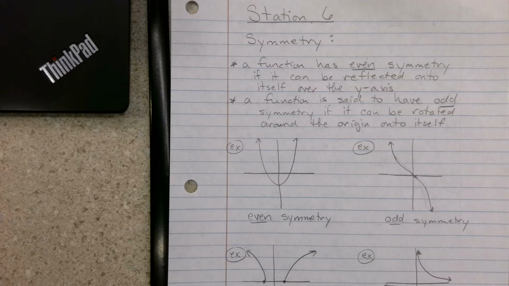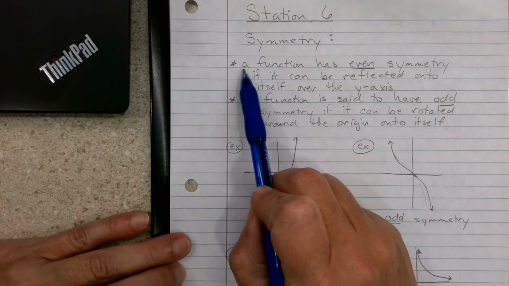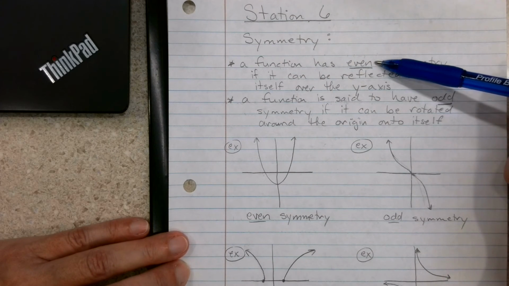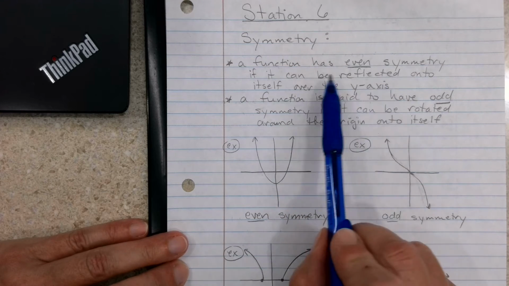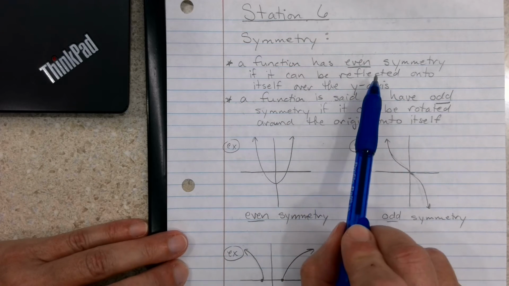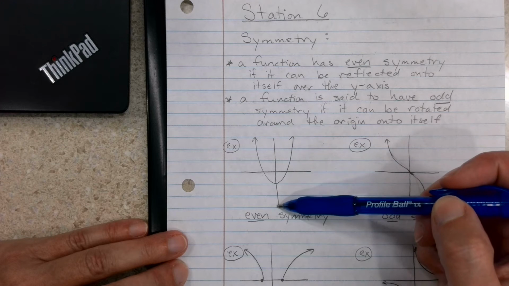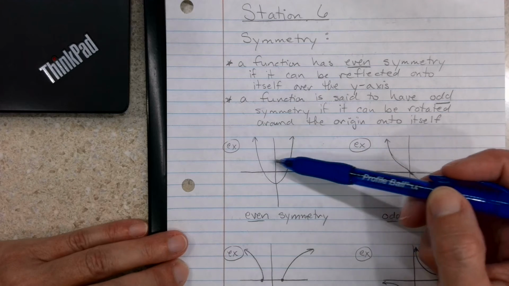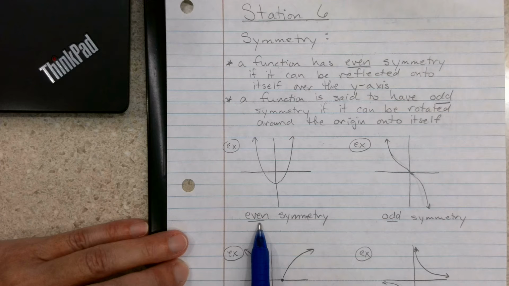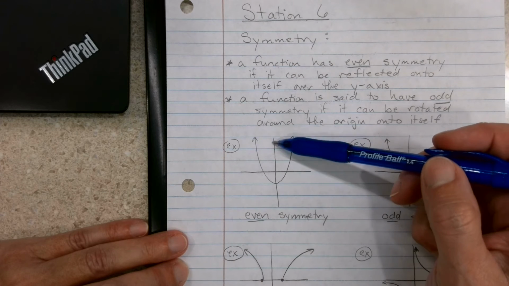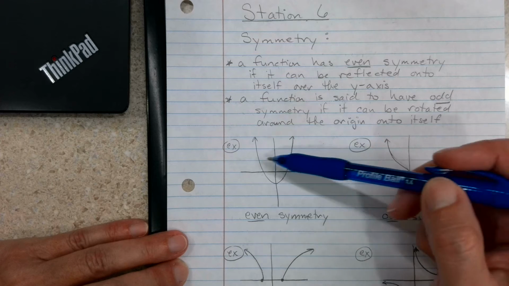This brings us now to symmetry. Symmetry of a function is asking whether it can be reflected or rotated. A function is said to have even symmetry if it can be reflected over the y-axis. If there is a mirror on the y-axis and the function can reflect back onto itself, it is said to have even symmetry. Even symmetry is a reflection across the y-axis.